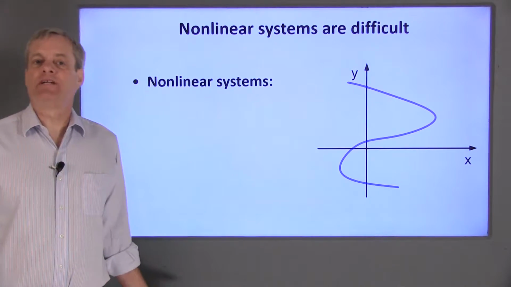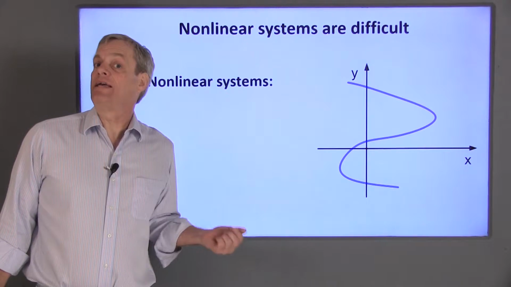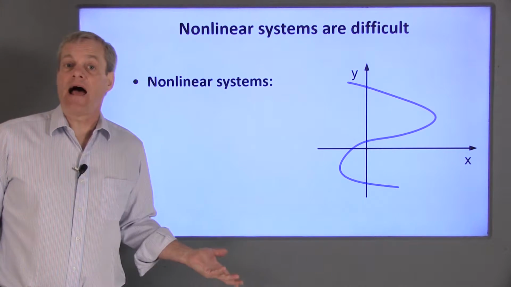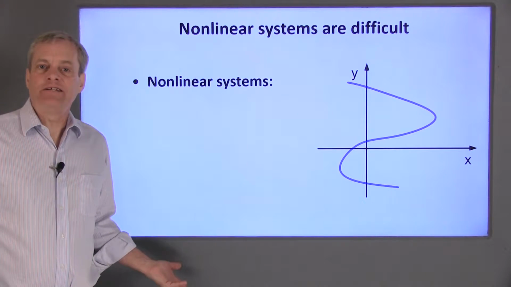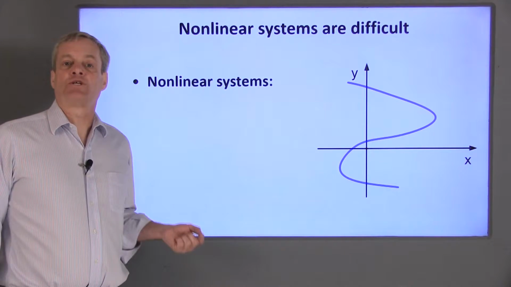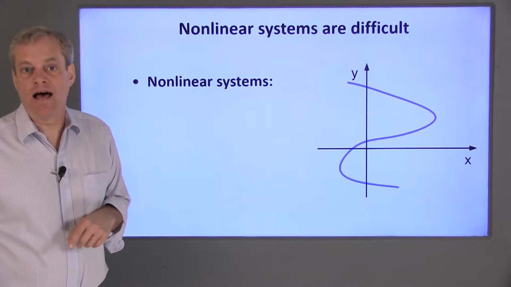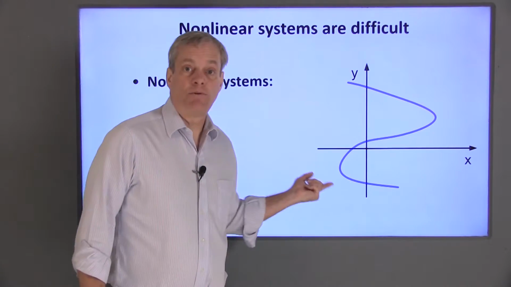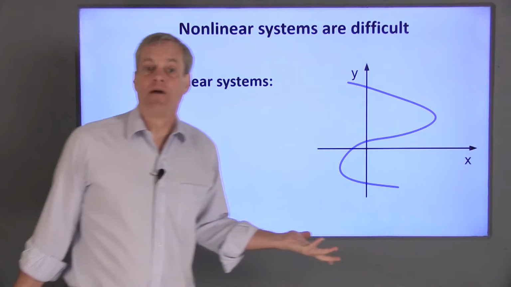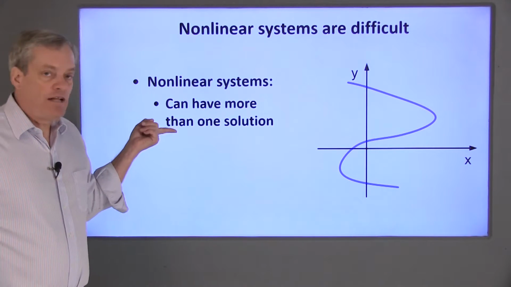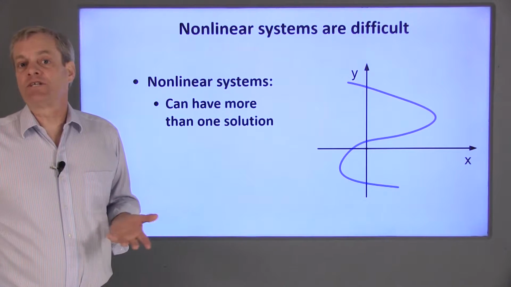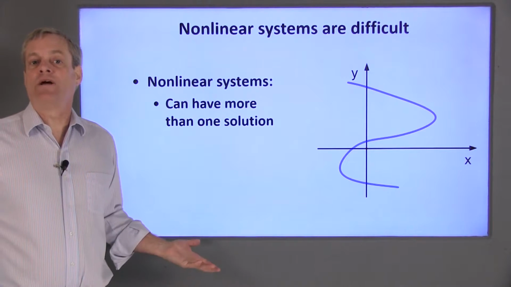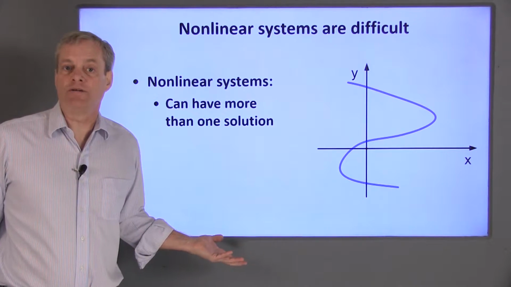Now let's talk a little bit about nonlinear systems, why engineers don't like them, and how we go about pretending that a nonlinear system is linear. For nonlinear systems, a plot of the output versus the input will not be a straight line. This curve, for example, would be a nonlinear system. A big disadvantage of nonlinear systems is that they can have more than one solution. This means that for some input, there may be more than one output that satisfies the equation.